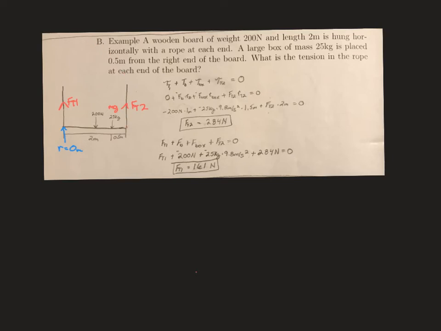This one, on the other hand, pulls up. So it would cause counterclockwise rotation if it was the only force applied. Remember, we're pretending it's rotating around this point. So that's why this is negative, because these are clockwise, and this is positive because it is counterclockwise.